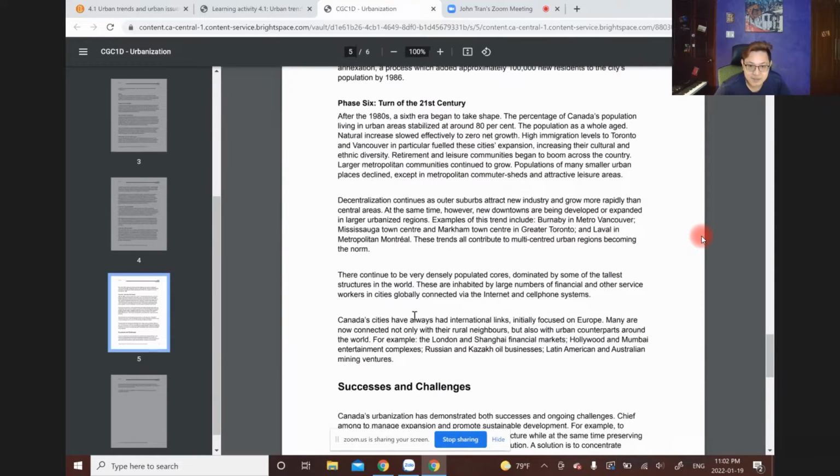Canadian cities have always had international links, initially focused on Europe. Of course, Canadian people are quite sociable, and they are friendly to other nations, or at least they try to have a good image. Nobody wants to look hostile.